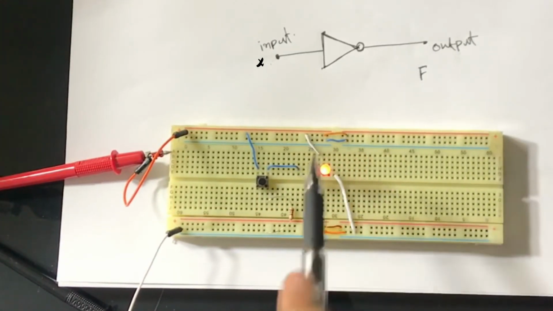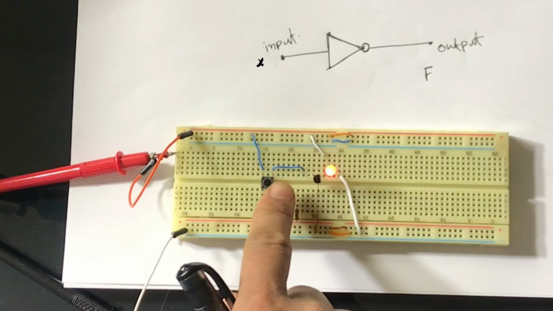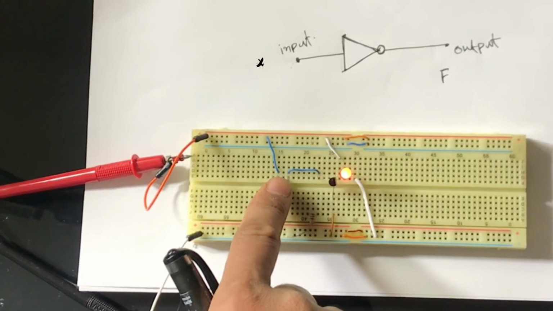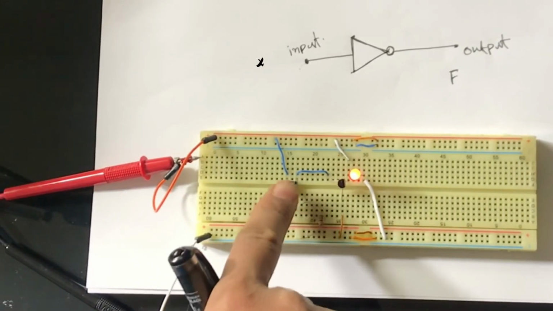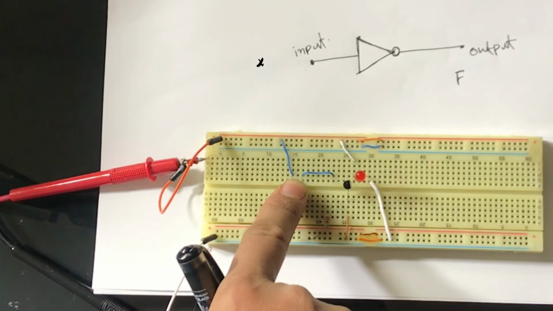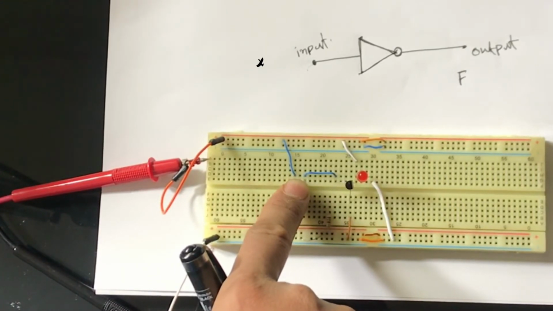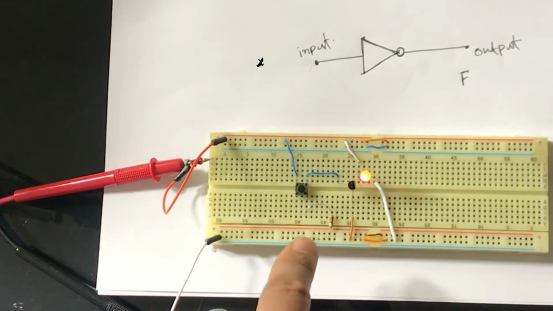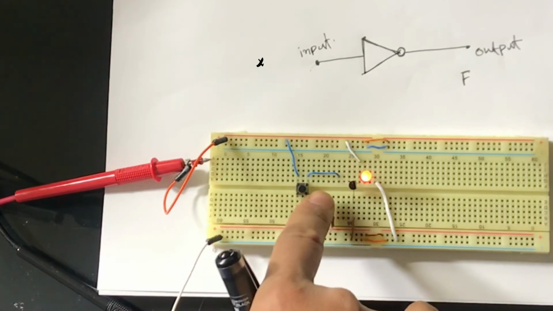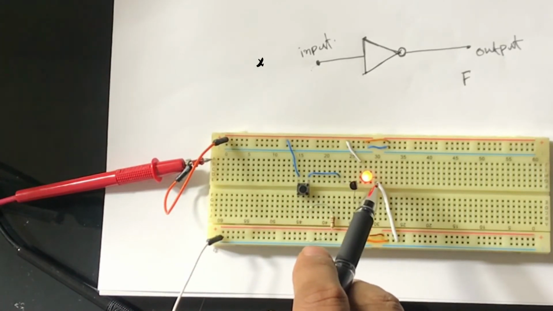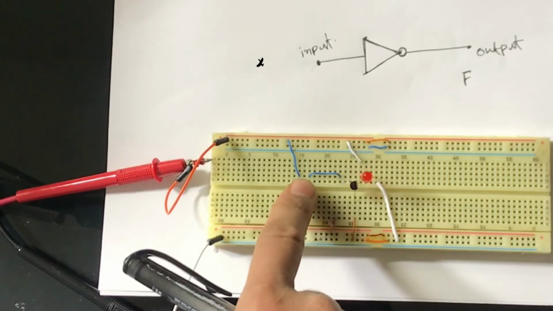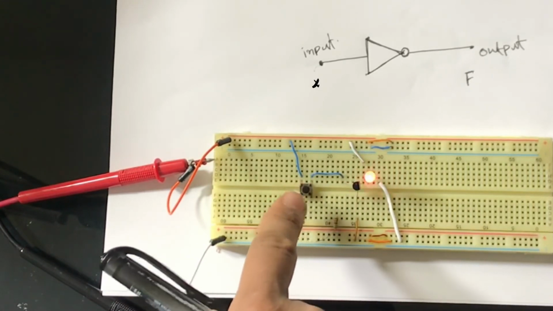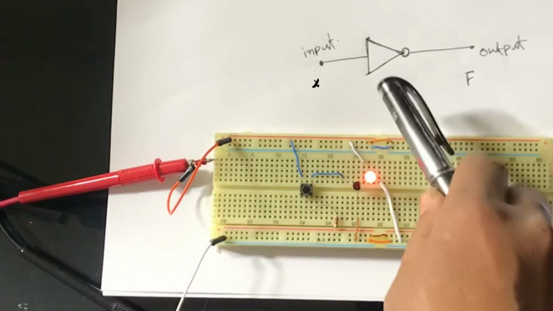For NOT operation, when I press the switch, that means when I put the input 1, the output will be 0. Looks like that. You can see I put 1 to the input and I get output 0. So when I put 0 to the input and I am getting the output 1, that means the LED is on. So 1, 0, 1, 0. So this is the NOT operation.